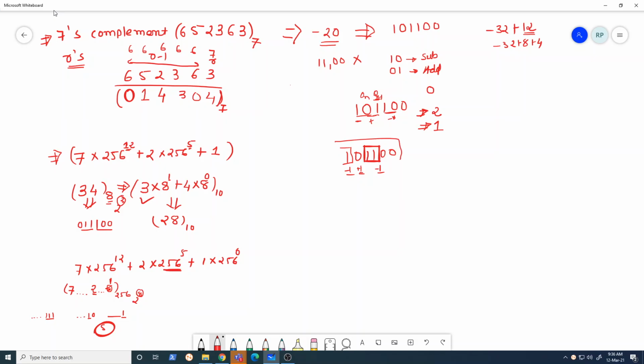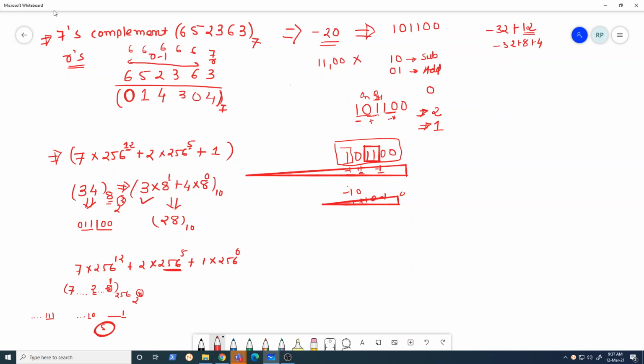Actually this is called a Booth representation: minus 1 0, minus 1 plus 1 0, minus 1 0 0. This is Booth representation. So for addition there is 1, for subtraction it's 2, right?